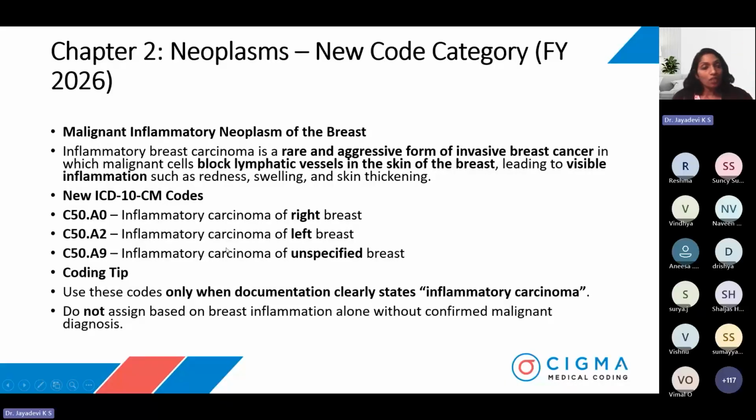So you can use these codes, C50.A0, 82, A9. All these are inflammatory carcinomas. That is laterality specific: right, left, and unspecified breast. These are used when the doctor clearly documents inflammatory carcinoma. You cannot use this code for a carcinoma with inflammation. But if it is specifically mentioned as inflammatory carcinoma, you can use this code. Do not assign based on breast inflammation alone without a confirmed malignant diagnosis. I hope this is clear to you.